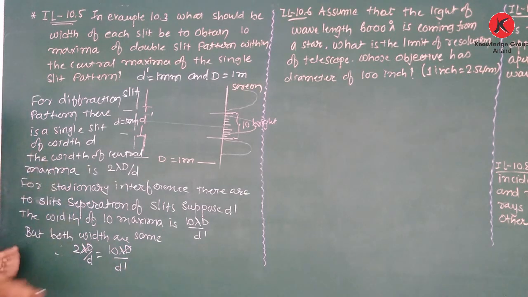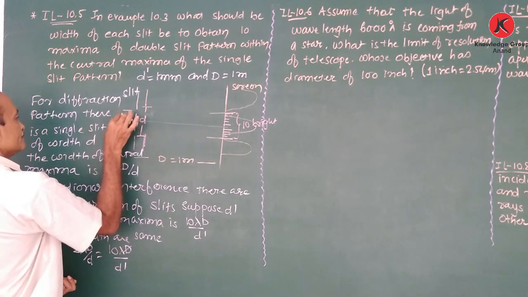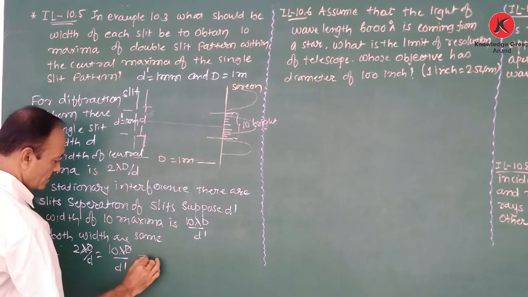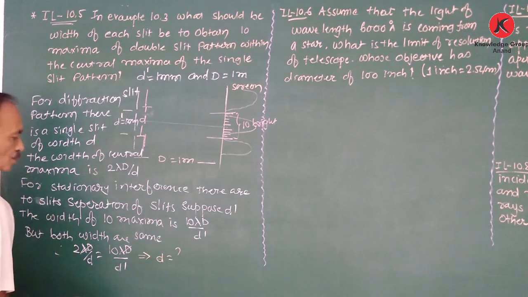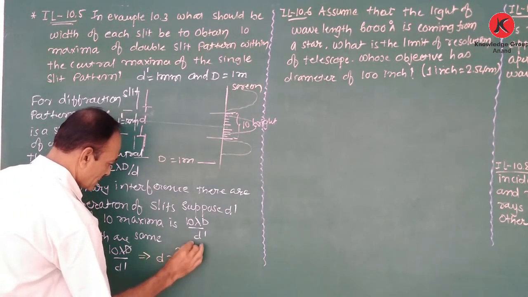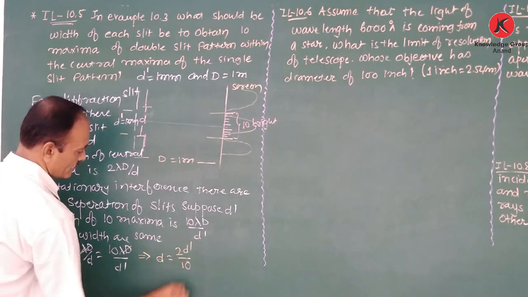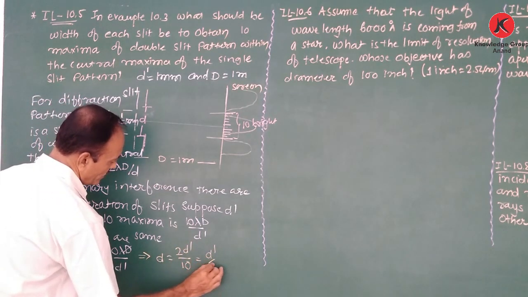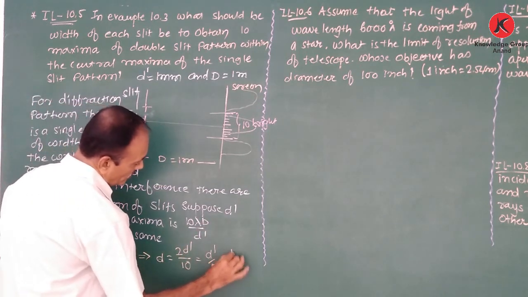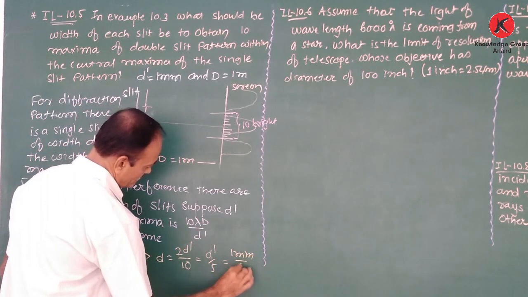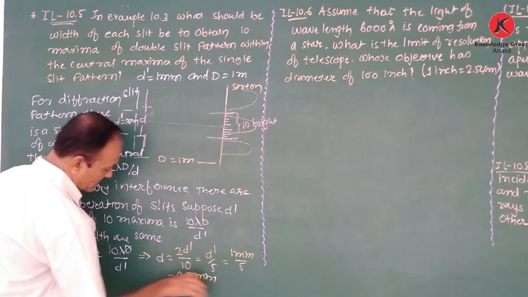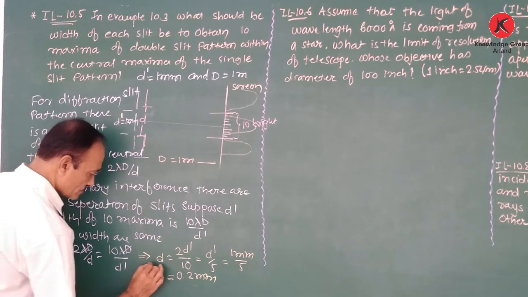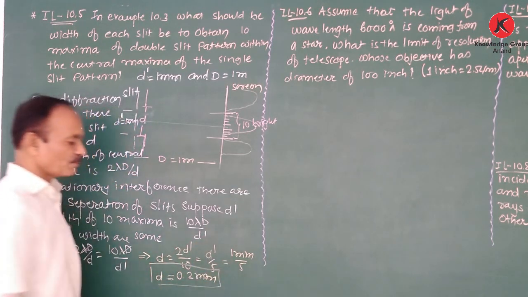That is cancelled. Therefore, d is equal to 2 d dash upon 10, that means d dash upon 5. d dash is given as 1 millimeter, so 1 millimeter by 5, that means 0.2 millimeter. This is the answer. The width of each slit is 0.2 millimeter.